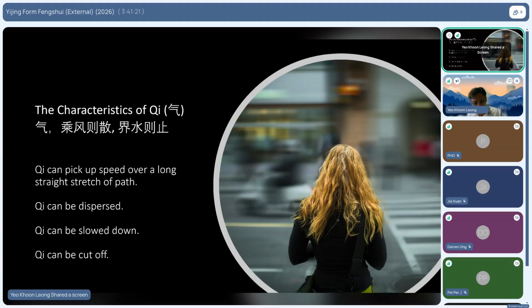Second, qi can be dispersed. If the environment is too open, too exposed, qi will spread out, lose focus, weaken. And once it disperses, it becomes useless. Third, qi can be slowed down. If you guide it properly with structure, with forms, qi can slow down, gather, accumulate. And that's when it becomes valuable. Last but not least, qi can be cut off. If there are harsh forms, gushing energy, long structures, or anything that can prevent people from crossing over, like canal, then qi can be interrupted, qi can be blocked, qi can be disconnected.